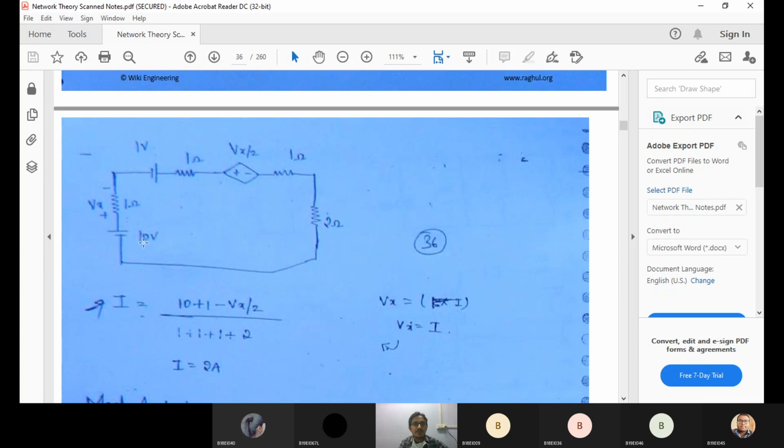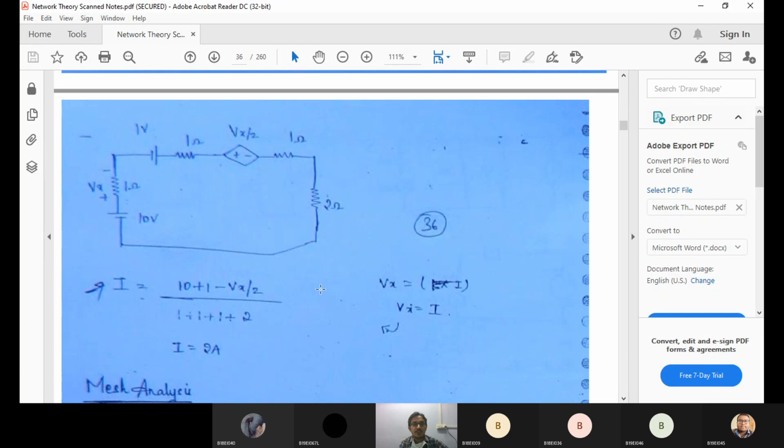This is a voltage source of 10 volts, and this is your Vx voltage, and this is 1 volt, and this is 1 ohm, and this is another voltage dependent voltage source. This plus and minus indicate that this is a voltage source, and this Vx by 2 means this is depending on another voltage. The voltage across 1 ohm is Vx. It is depending upon the voltage across 1 ohm. So this is Vx by 2. This is a voltage dependent voltage source, and this is the situation.